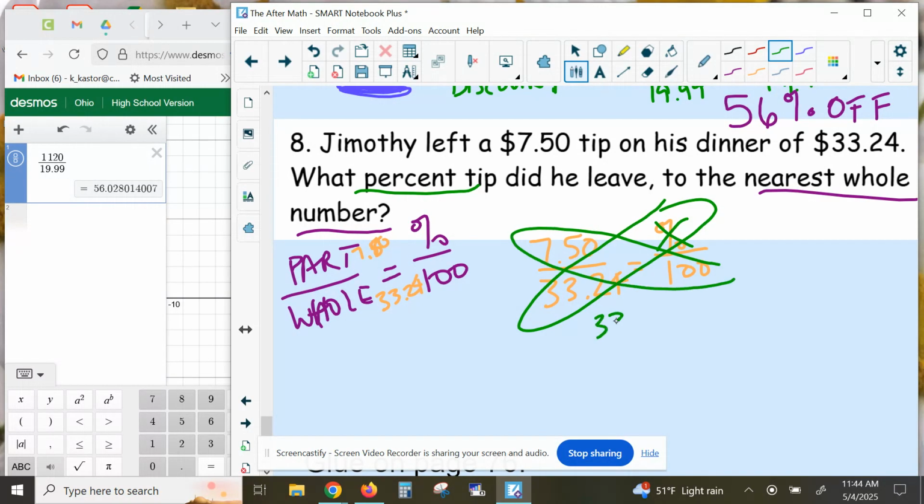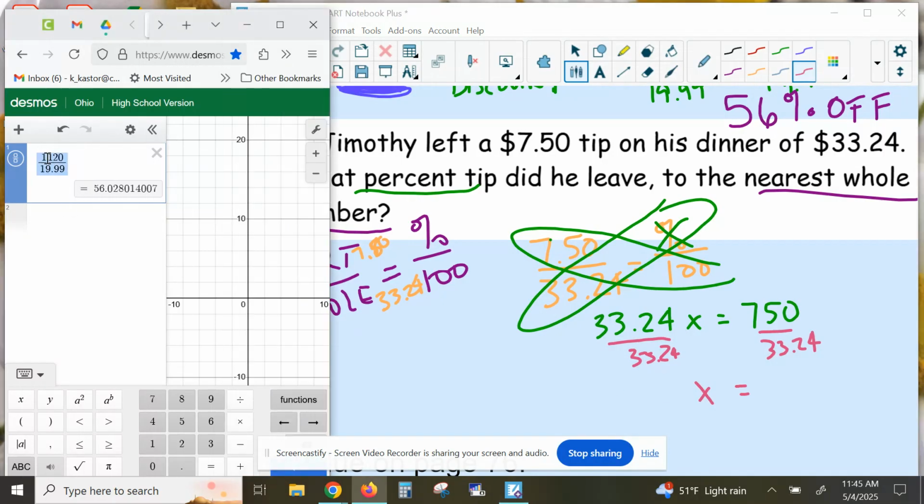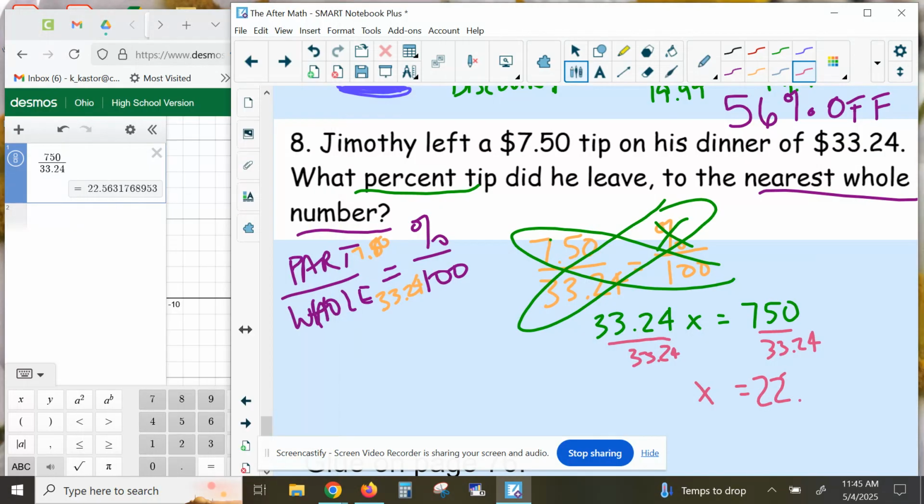So I've got 33.24 X is equal to 100 times 7.50 is 750. To get X by itself, divide both sides by 33.24. Divided by 33.24. And I'm going to get X equals, let's see, we got 750 divided by 33.24. And I get 22.56 something.